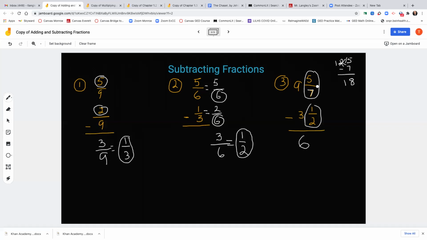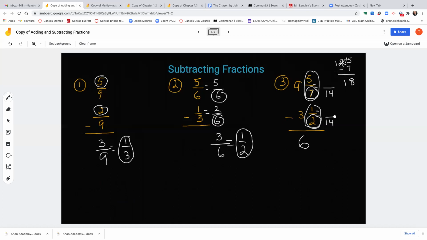All right. Now I need a common denominator, which I taught you how to do. I look at these two denominators, 7 and 2, and I ask myself, what's the lowest number they both go into? It's 14. How did I know that? Because I know my times tables, okay?